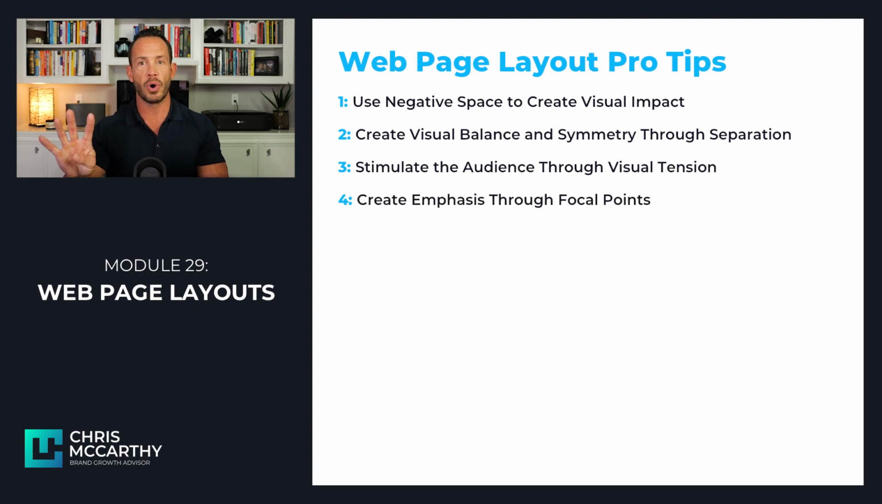Pro tip number 4, create emphasis through focal points. Similar to creating visual tension, designers should also create several focal points on the web page layout. Focal points are typically call to action buttons that are designed using the attention colors from your brand's visual identity guidelines. Other effective focal points are bold headlines, descriptive icons, or photos of human faces.